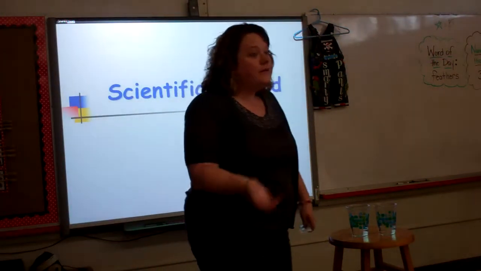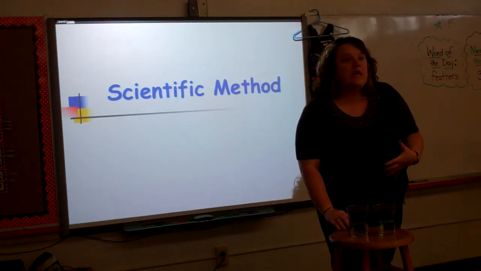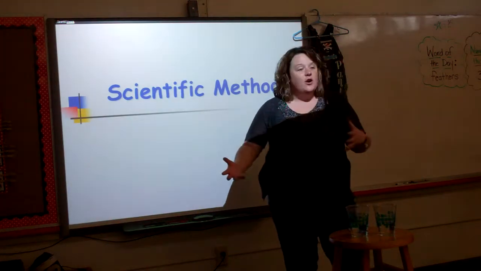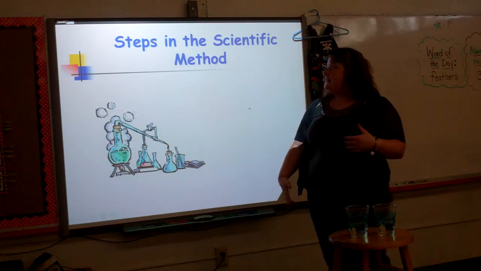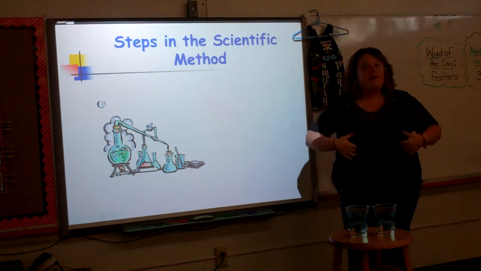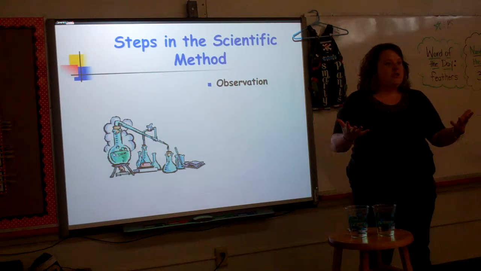We are going to be reviewing the scientific method, the method that scientists use in order to solve problems in our natural world. We've learned in the past few days that the scientific method has steps that you need to follow in a specific order. First of all, you need to make an observation about your world.